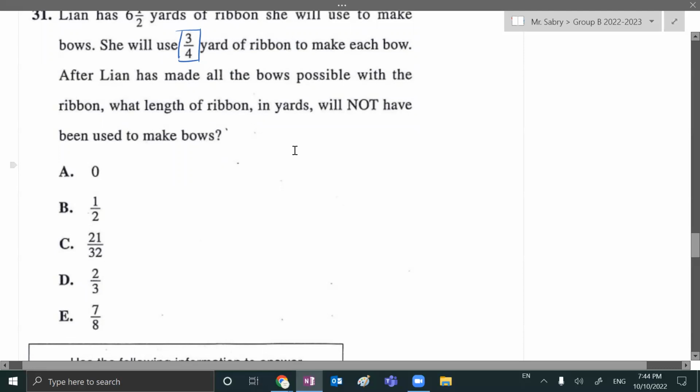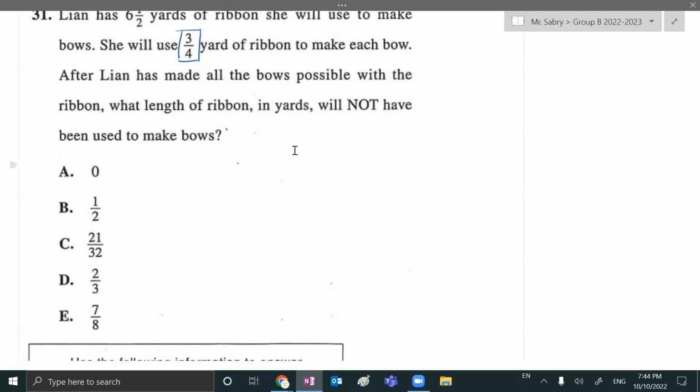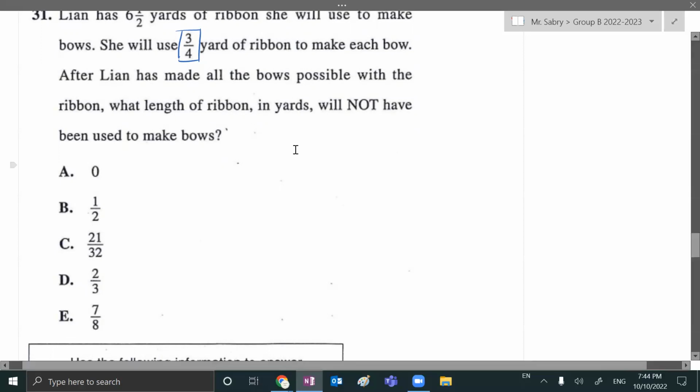We need to find the remainder. We divide 6.5 by 3 over 4, 0.75. This is 8.6 something. Yes, it's exactly 8.666. It's 8 2 over 3, so the remainder is 2. Okay. This is the remainder. It cannot be.